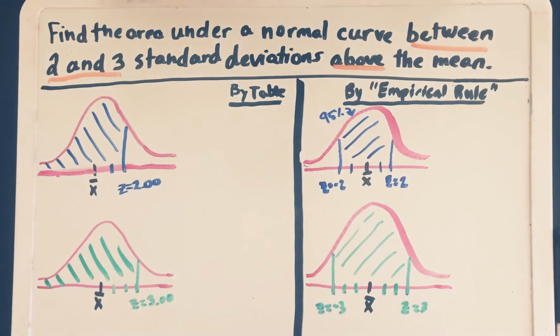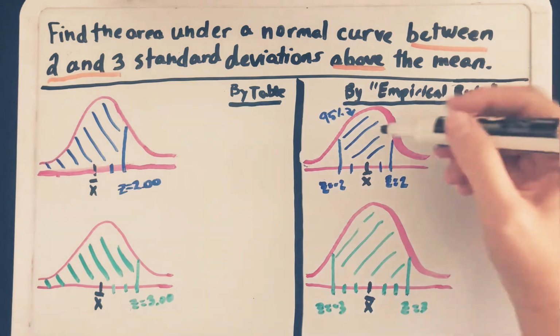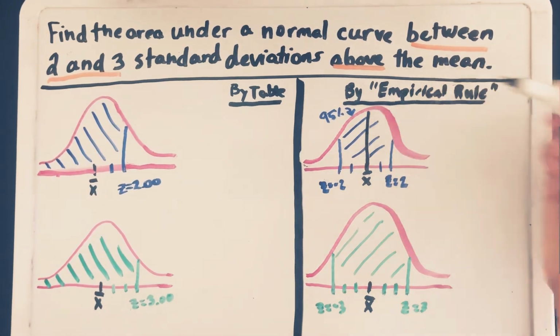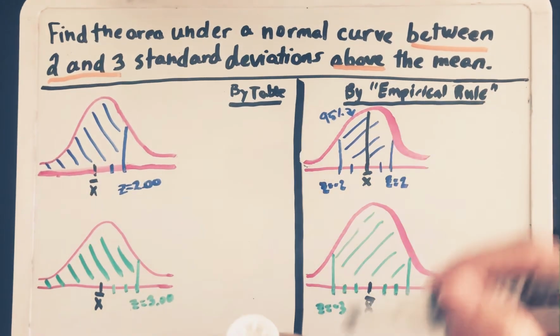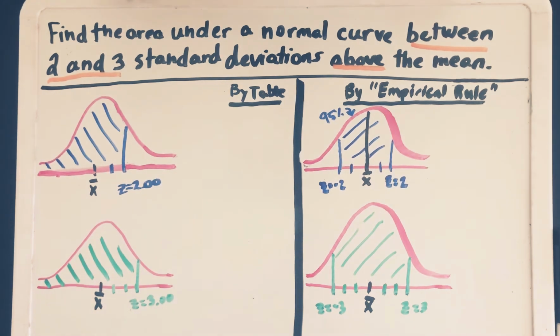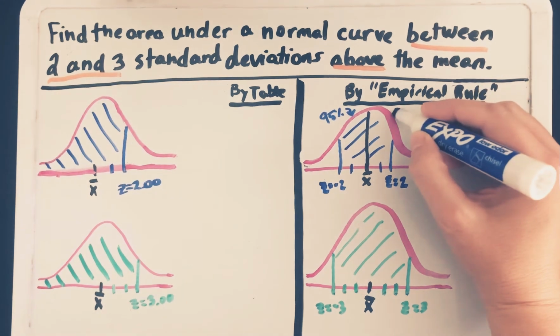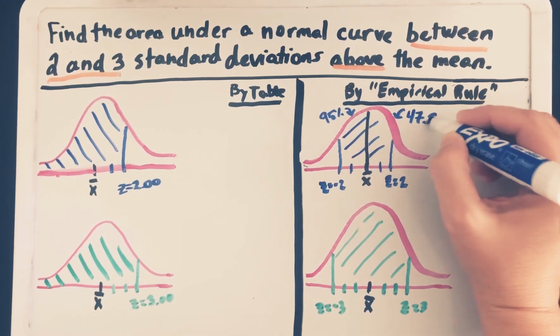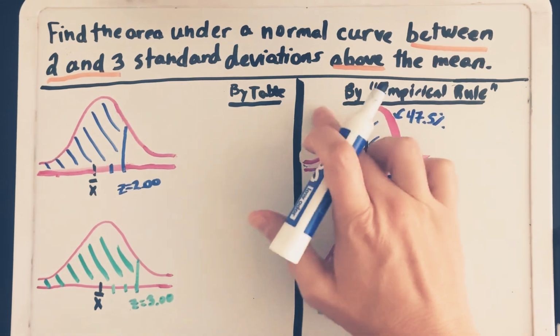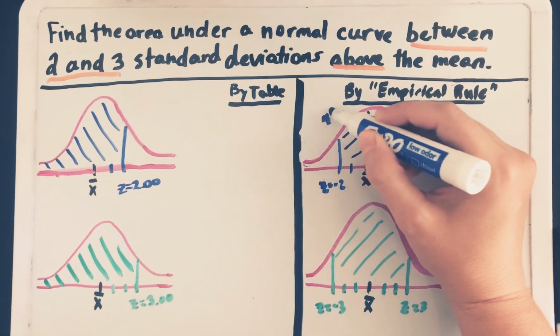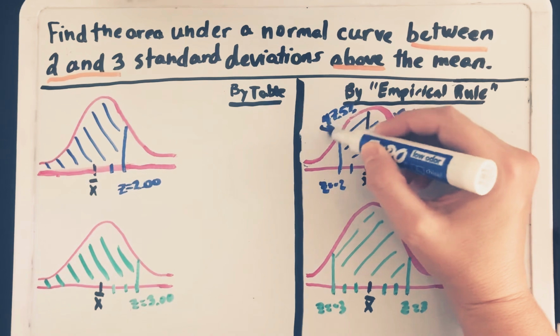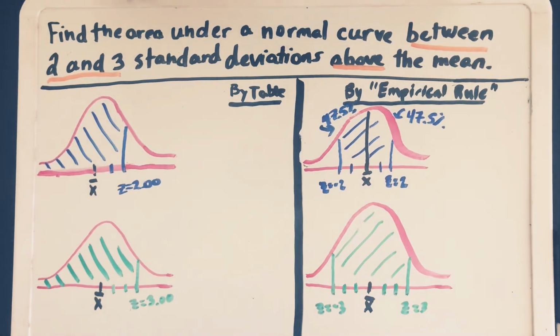Which also implies that if you were to cut it in half, because of symmetry, you would have 95 divided by 2. I was thinking 68, I guess. But if you cut 95% in half, you get 47.5. So in this little piece here, you're talking about 47.5%. And also on this left side, 47.5%. So when you add those together, that's 95%.